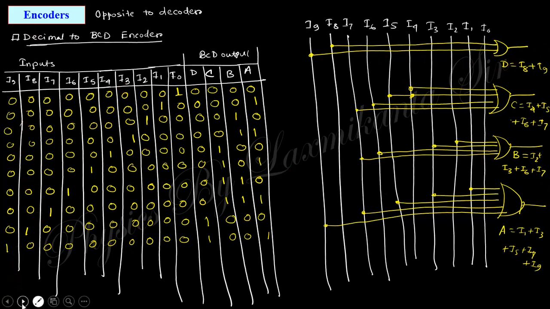So I think it is clear now. A multiplexer means many inputs, one output. A demultiplexer is one input, many outputs. A decoder changes a binary coded number into decimal. An encoder changes a decimal number into binary. So these are the four things you need to know.